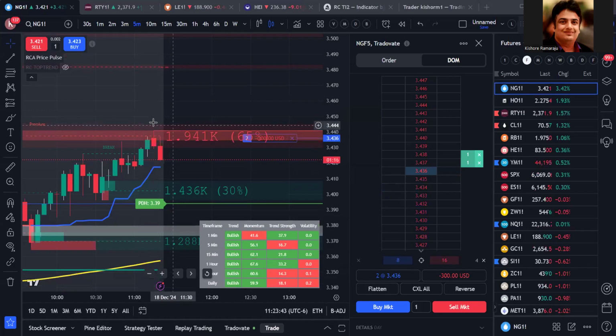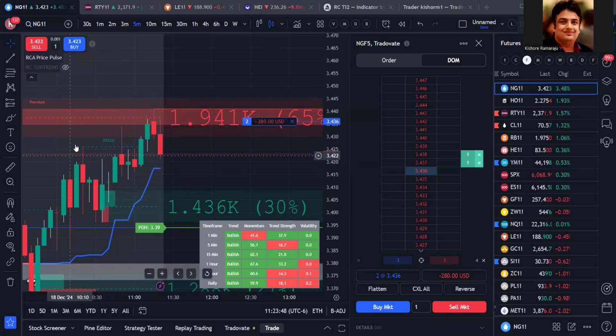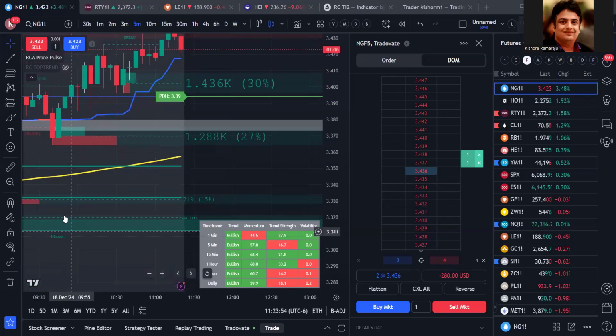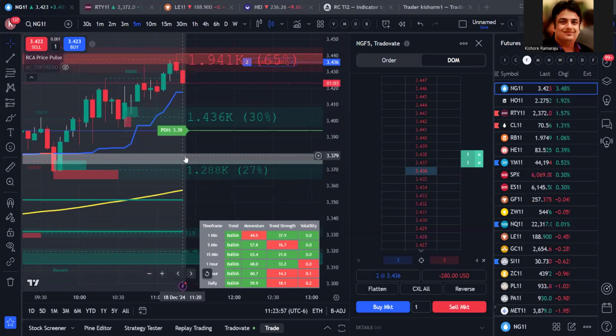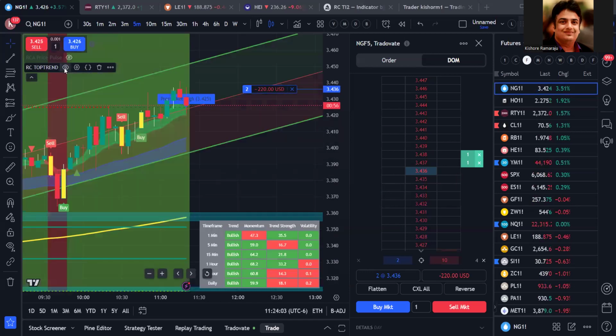But I should not have taken the trade there, because it went up and touched the resistance. Generally, your buy should be close to the discount or close to your big buy order block. Here, because I disabled Price Pulse, I was just on the top trend. I saw that it went up, there was a red candle, and again it started going up. I took a buy order without watching, but it shows that there is a resistance here.